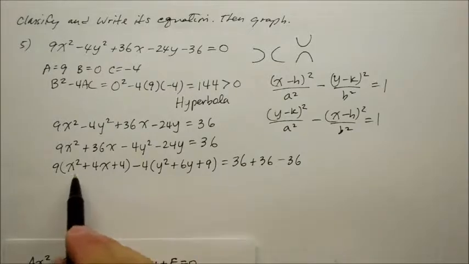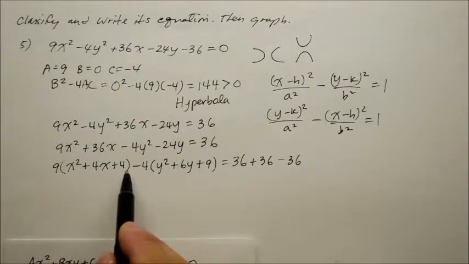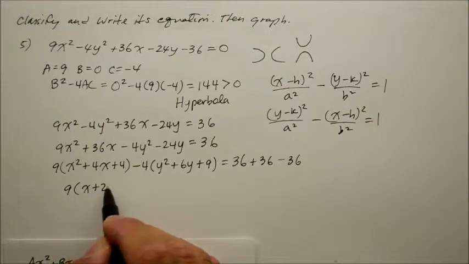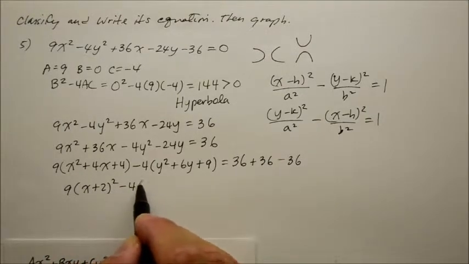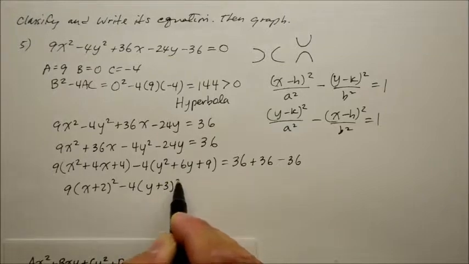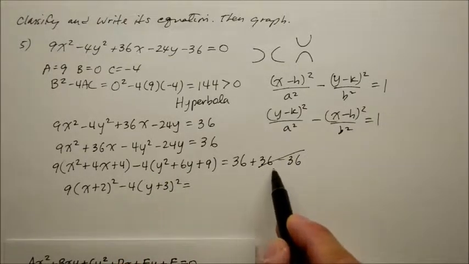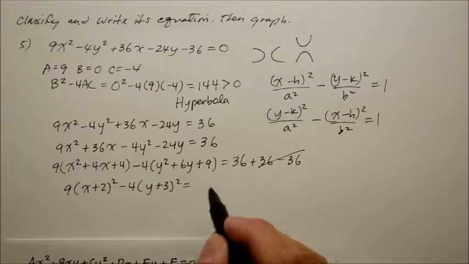And we're going to simplify this trinomial into one single term for each of the variables. So we got 9 times (x plus 2) squared minus 4 times (y plus 3) squared. And that equals, when we evaluate this, these two additive inverses cancel out. So we got 36.